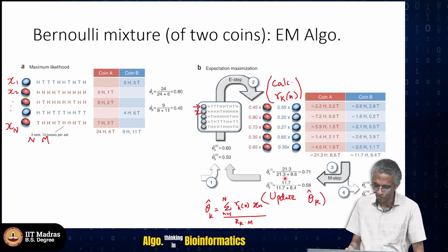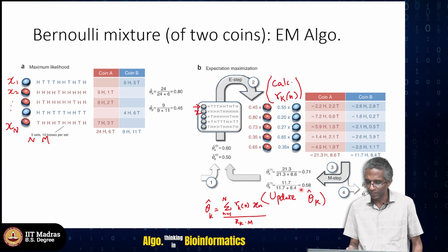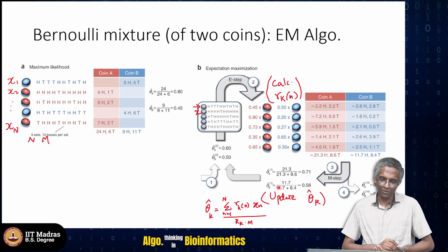That is exactly shown here, and then the same formula where k is 2, the theta hat of B, coin B, is z equal to 2, and so that turns out to be 11.7 divided by 11.7 plus 8.4, that is the total number of tosses. And so your initial estimate of 0.6 and 0.5 is now being updated to 0.71 and 0.58. So, that is this update theta k hat step using this formula that is shown here.